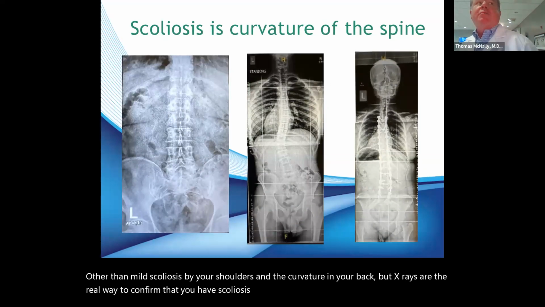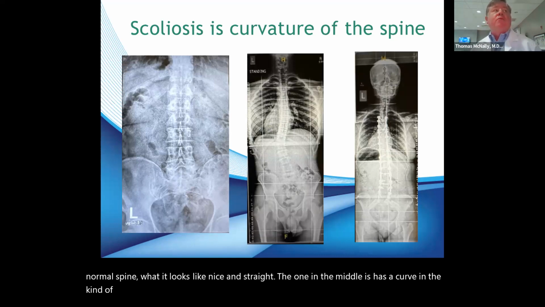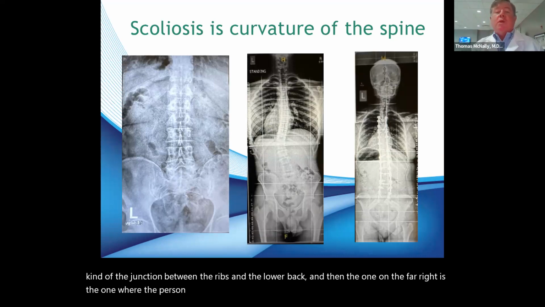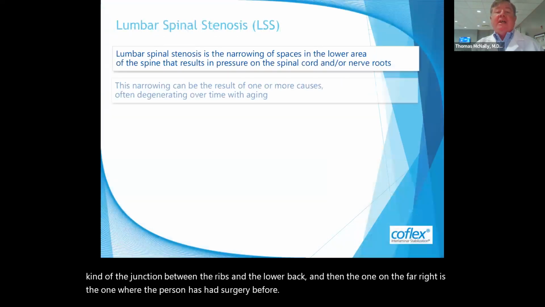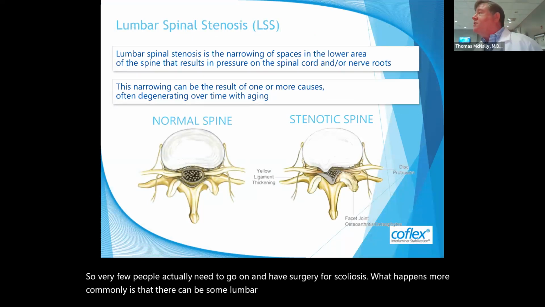The three pictures up here: the one on the left is a normal spine, nice and straight. The one in the middle has a curve at the junction between the ribs and the lower back. And the one on the far right is where the person has had surgery before. So very few people actually need to go on and have surgery for scoliosis. What happens more commonly is that there can be some lumbar spinal stenosis associated with the curve in the spine.